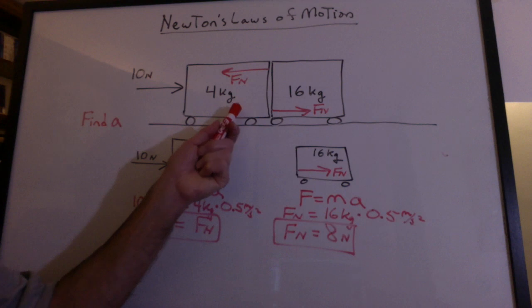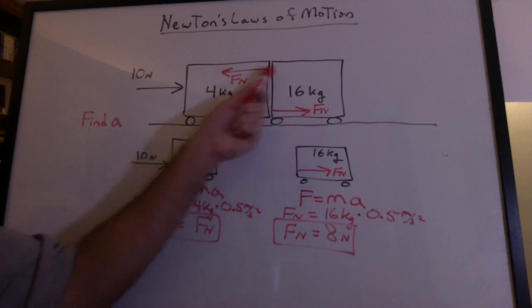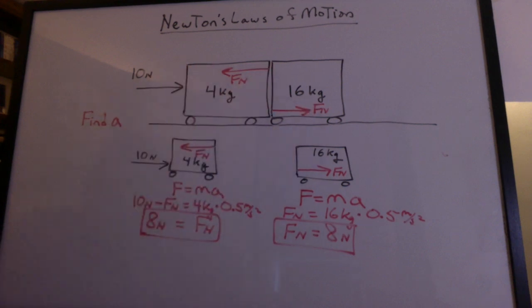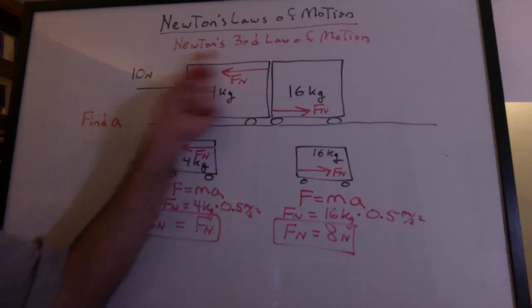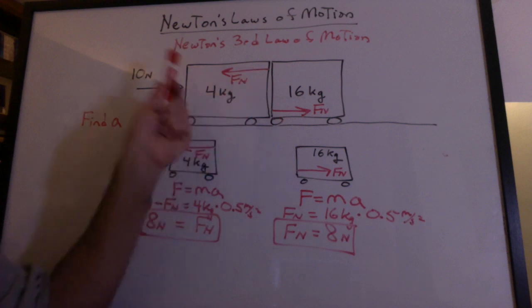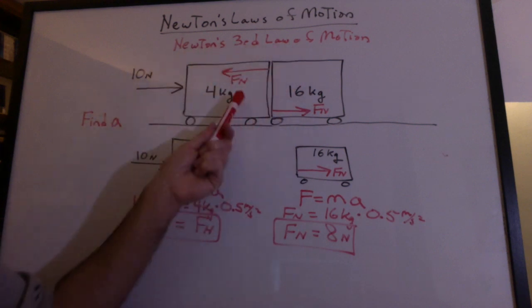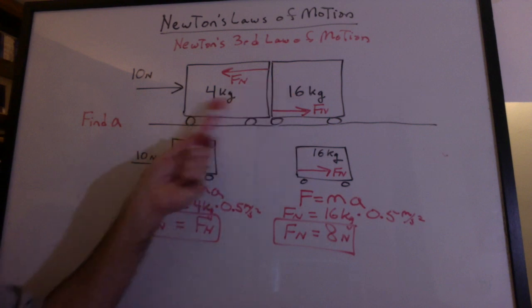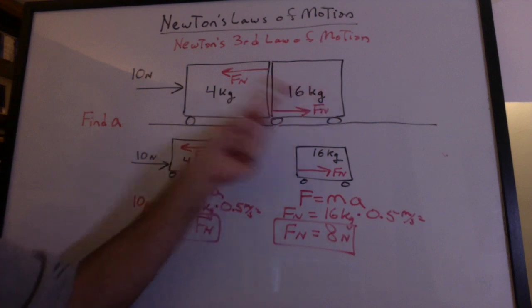This is an example of an action and a reaction pair. You've probably heard about this. It's Newton's third law of motion. For every action, there's an equal and opposite reaction. In order to have Newton's third law of motion, you need two objects. One object pushes on this one. This object pushes back on the first.